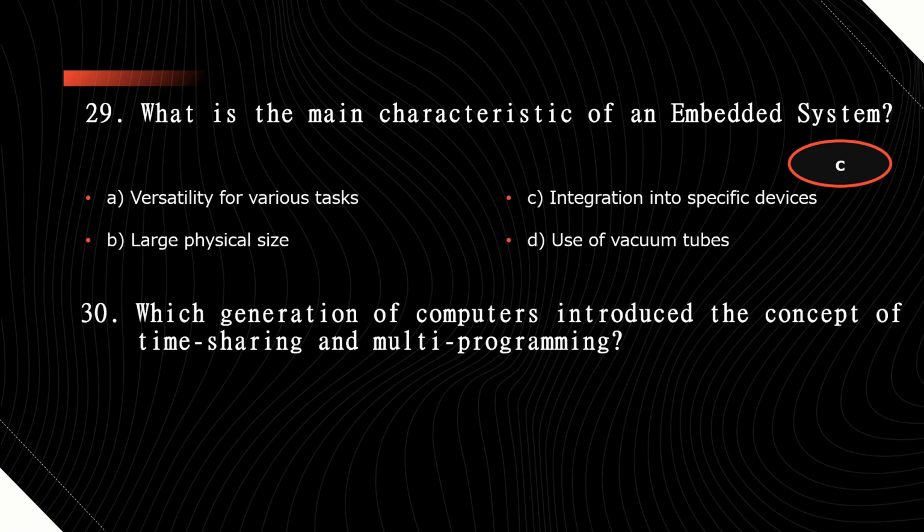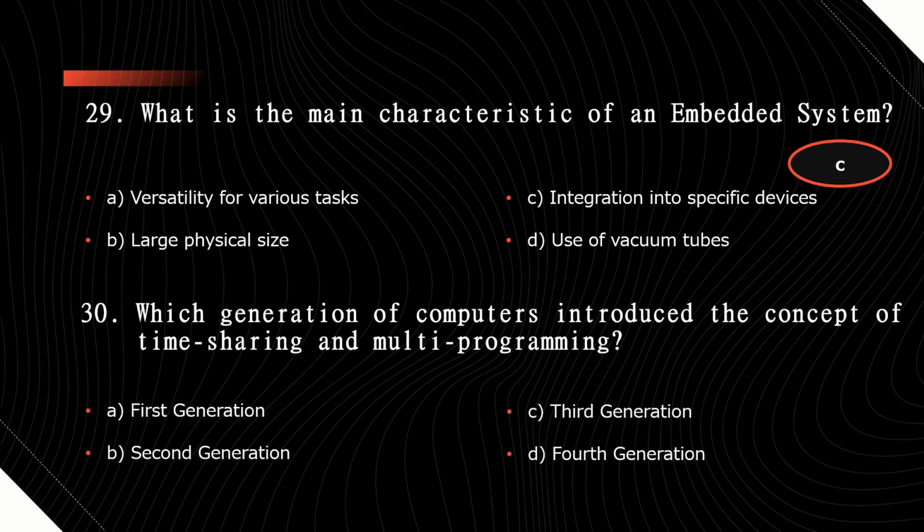Which generation of computers introduced the concept of time sharing and multiprogramming? Options: A. First generation. B. Second generation. C. Third generation. D. Fourth generation. Answer: C. Third generation. The third generation of computers introduced time sharing and multiprogramming, allowing multiple users to run programs simultaneously and efficiently share computer resources.